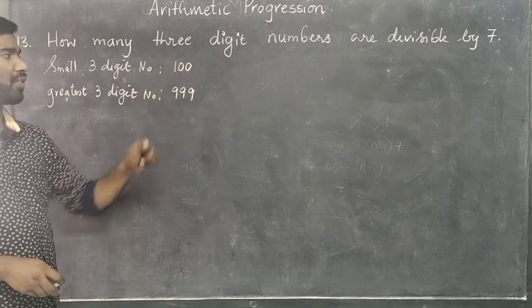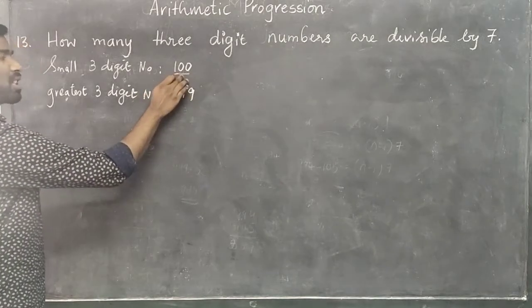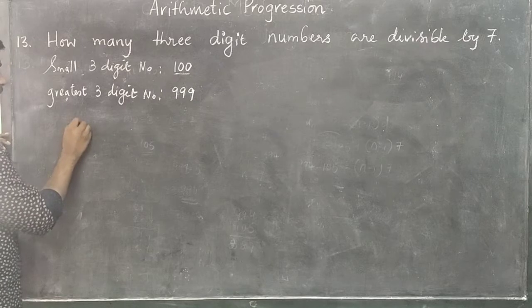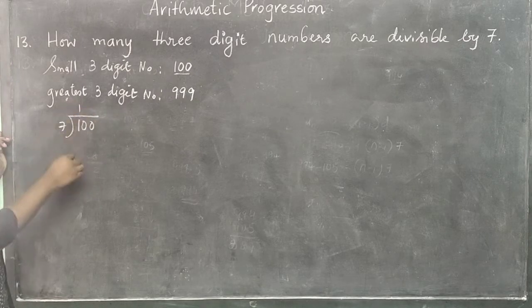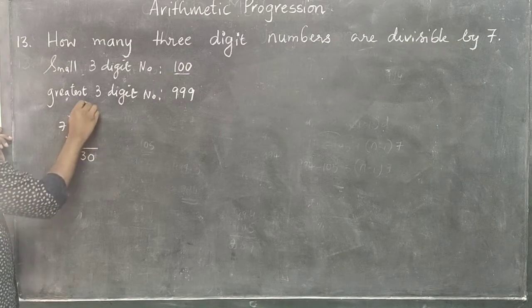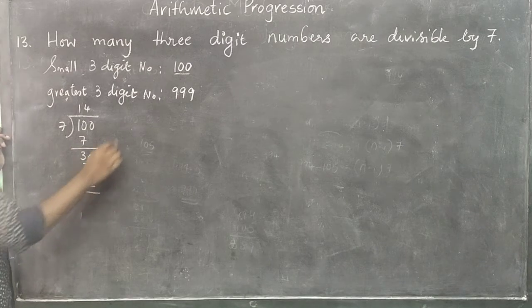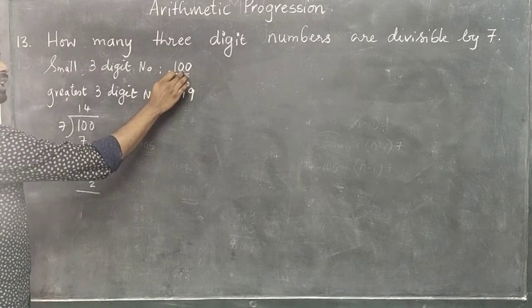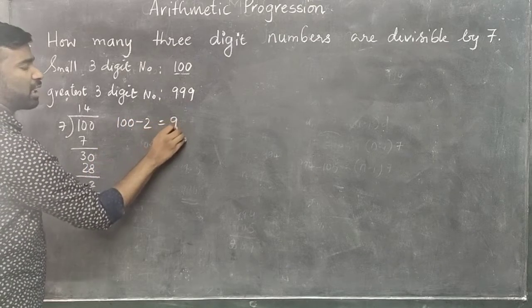Now we should find out the list of numbers, that is, we should form the AP. For that, we should find the first term. To find out the first term, divide the smallest 3-digit number by 7. 100 divided by 7. 7 ones are 7, we get 30. Then 7 fours are 28. The remainder is 2. Now subtract the remainder from 100. 100 minus 2, we get 98.